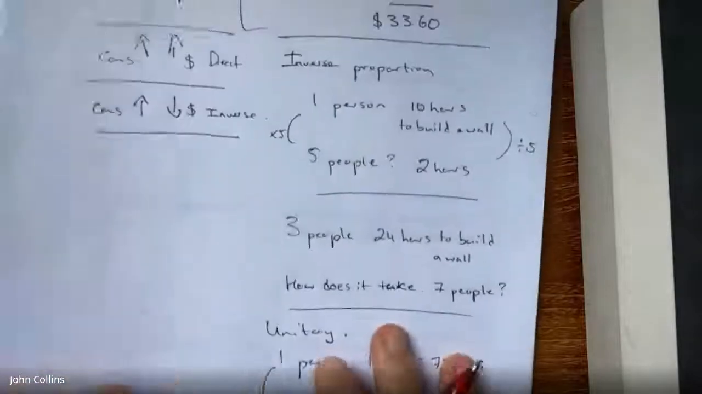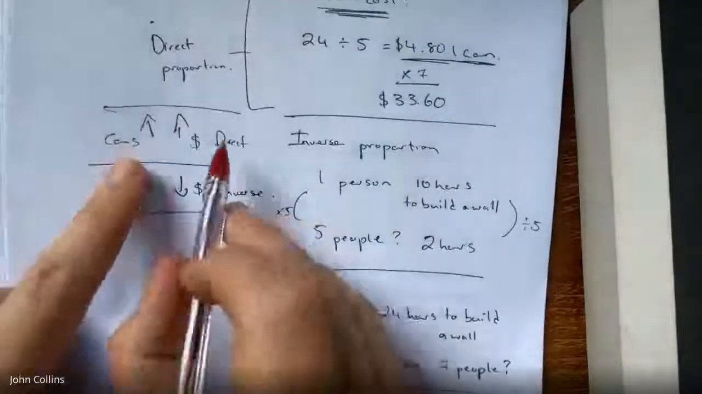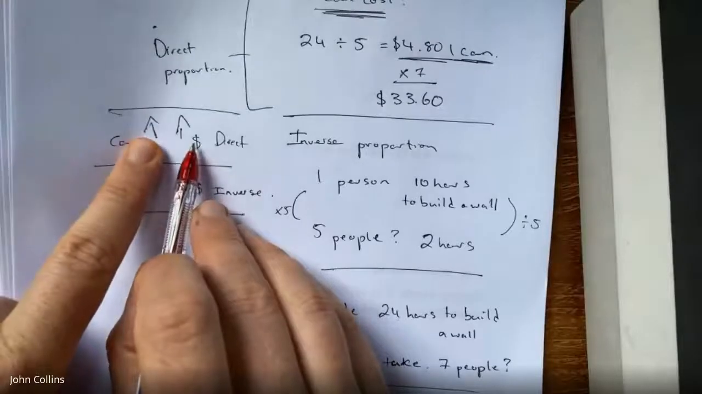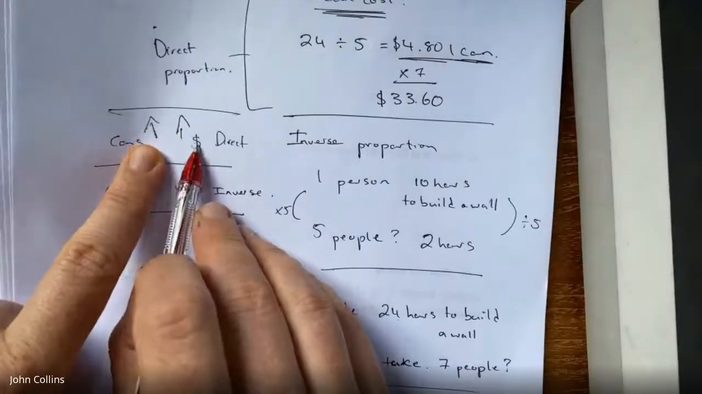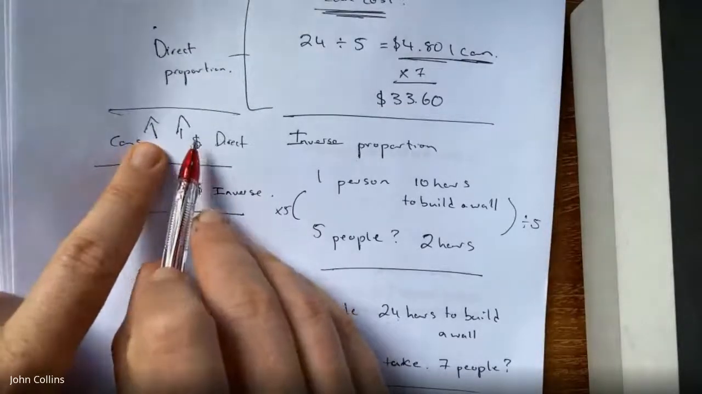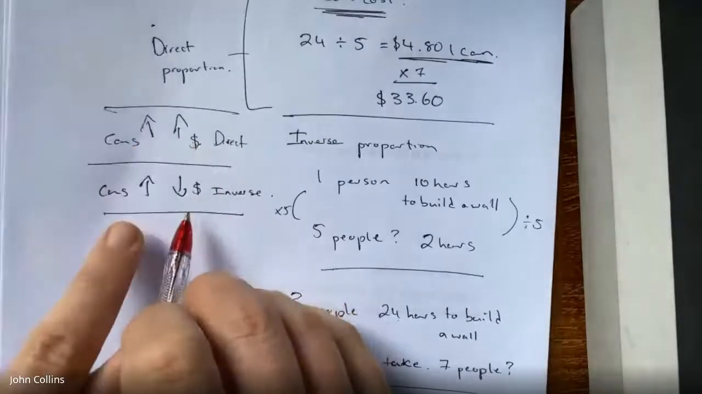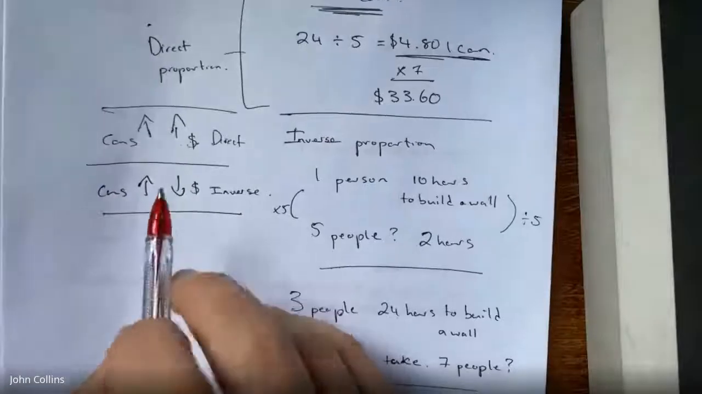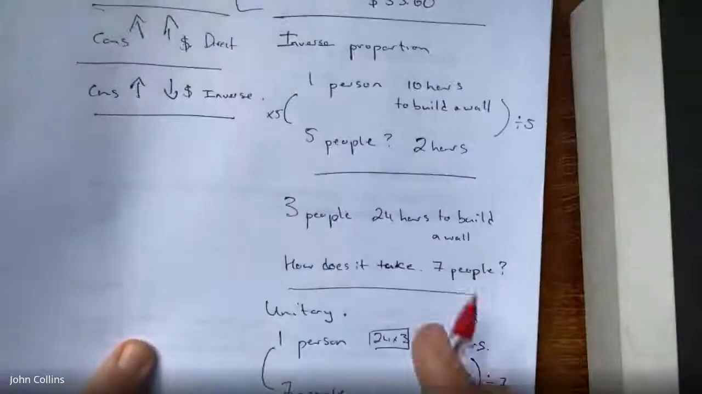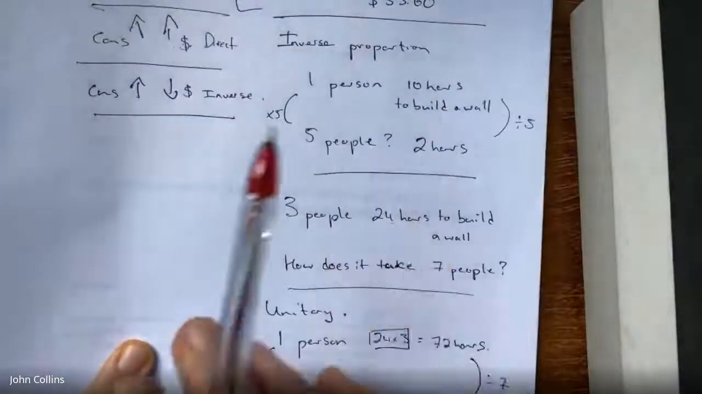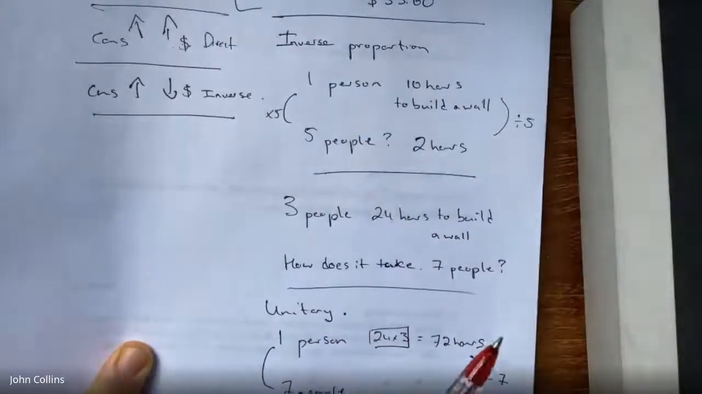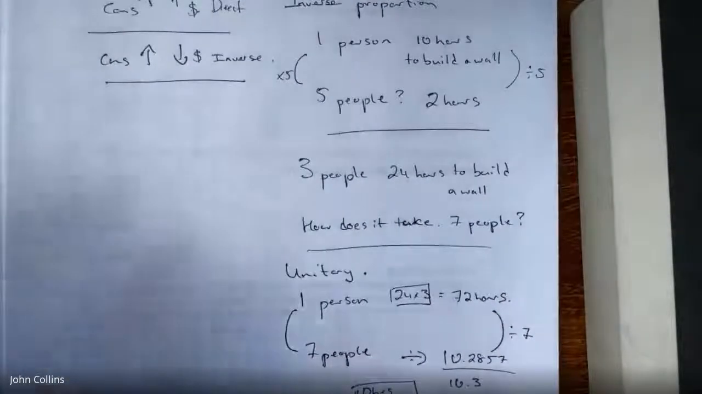But the key thing here is that you notice, before I let you go, that with direct proportion, they both increase, the left side and the right side. So 1 can is $5, 2 cans is $10, 3 cans is $15. With inverse proportions, as one increases, the other decreases. So it's usually got to do with many hands make light work. The more people that are doing something, the less time it's going to take. And that's the difference between inverse proportion and direct proportion.